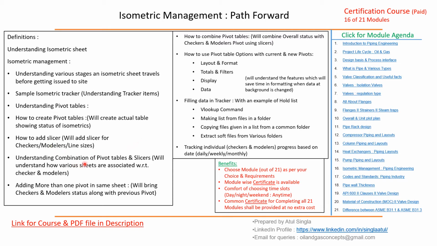Then we'll try to combine pivot tables and slicers. So we'll go one step further. Here we created some pivot tables, then we added a slicer. Then we'll merge all these things. Okay, so many things we can extract, like how various sheets are associated with checker and modeler. We'll combine pivot tables and slicers. So many different reports we can generate, and within seconds. It will not take much time.